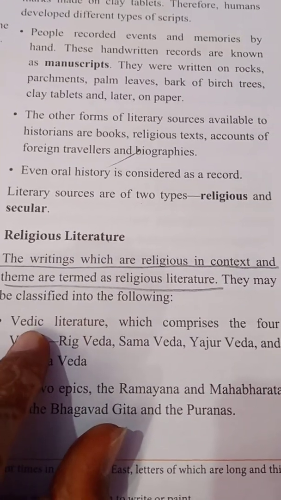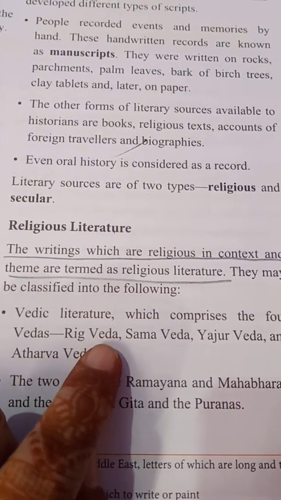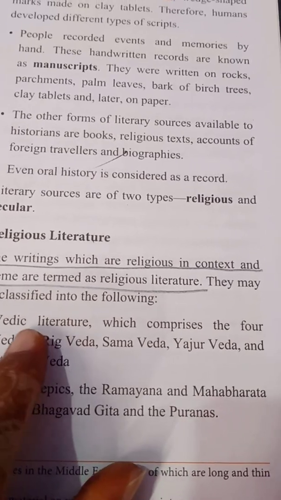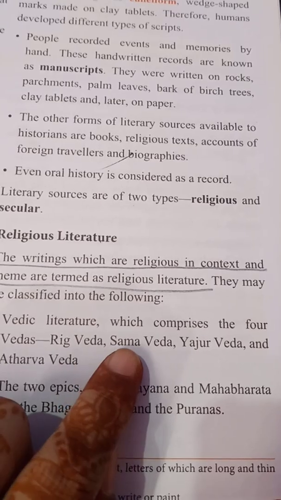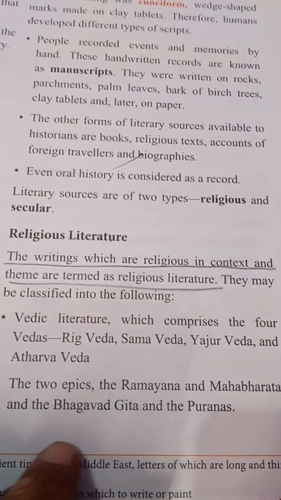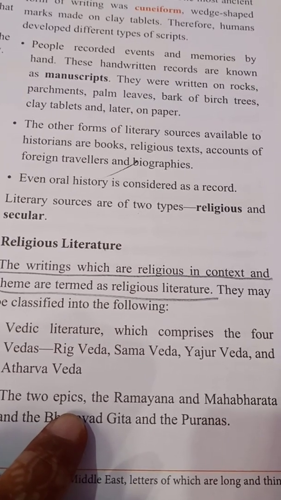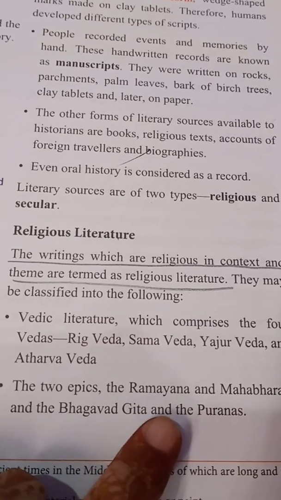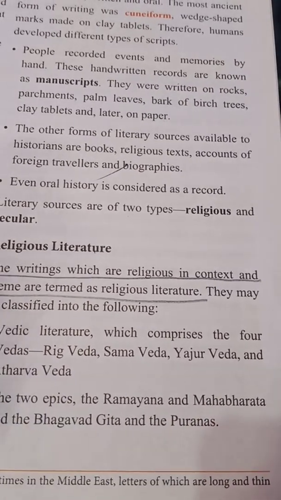They may be classified into the following: Vedic literature, which comprises the four Vedas, Rig Veda, Sama Veda, Yajur Veda, and Atharva Veda. The two epics, what are the two epics? We all know about this. The Ramayana and the Mahabharata, and the Bhagavad Gita and the Puranas.